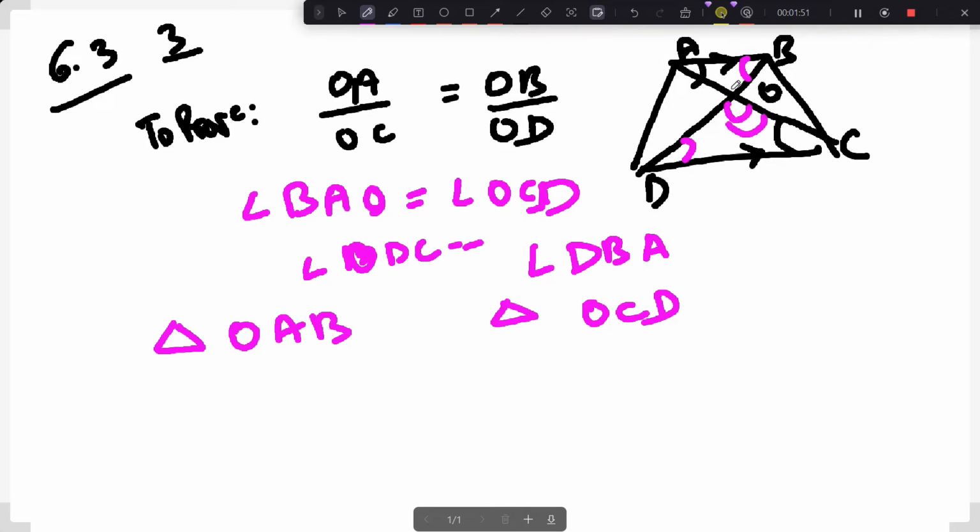This angle is equal. So if you look at this triangle, BAO is equal to BCO, right? Or OAB is equal to OCD. And so these two are similar, right? By AA criterion, or even if you want to do by AAA, that's also there. So this is similar to this.